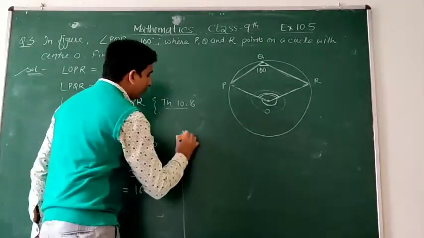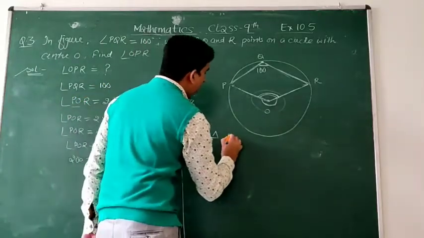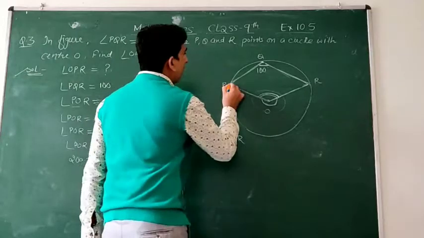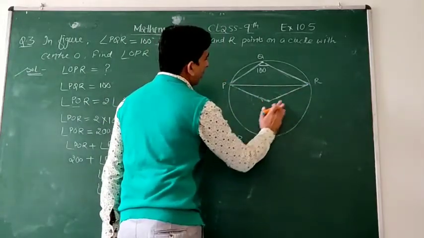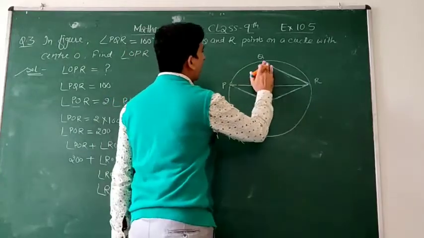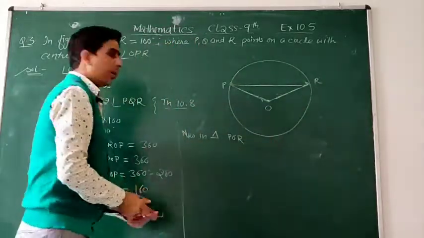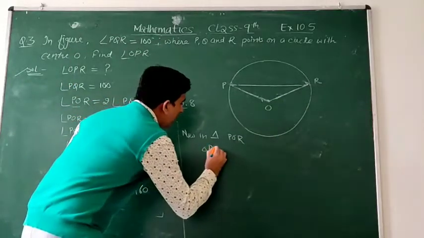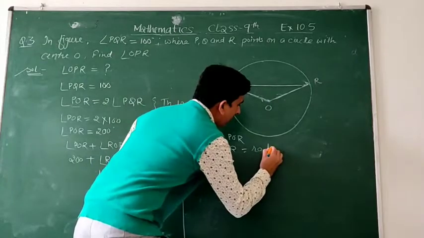Now in triangle POR, in triangle POR we have this triangle POR, right? OP is equal to OR as both are the radii of the same circle.